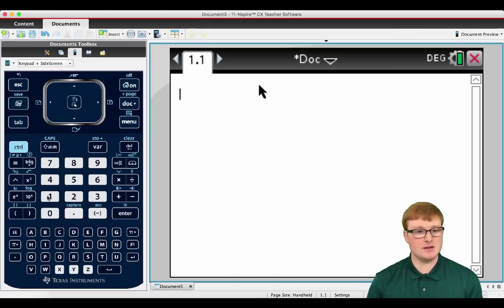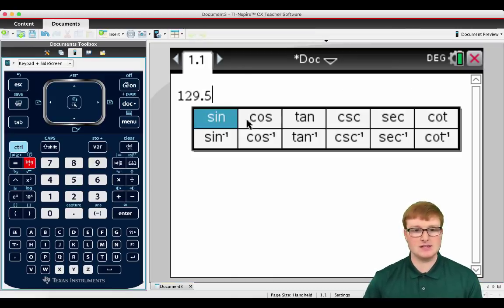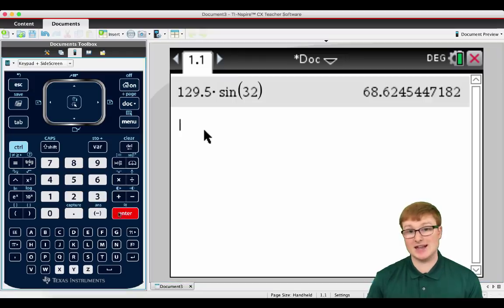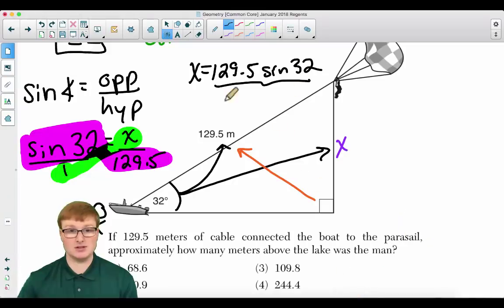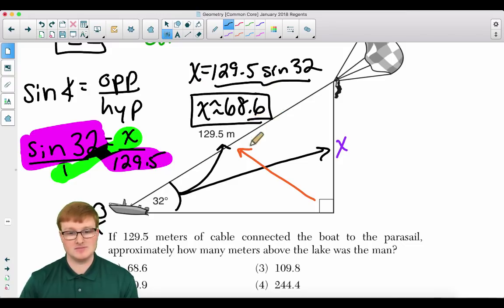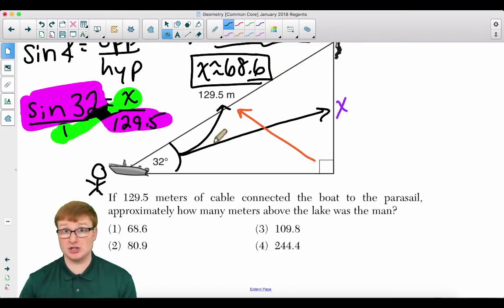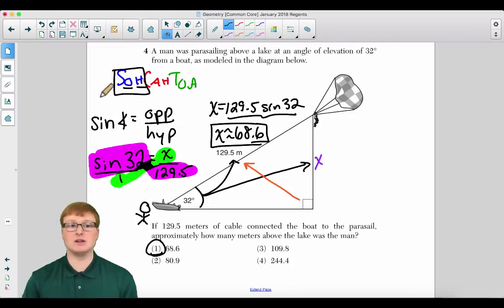So what I'm doing is I'm typing in 129.5, the sine of 32 degrees, and your answer is 68.6. So x is approximately equal to 68.6. We've rounded to the nearest tenth, I guess, because all of the answers are to the nearest tenth. So your answer for this question is going to be choice 1 for number 4.